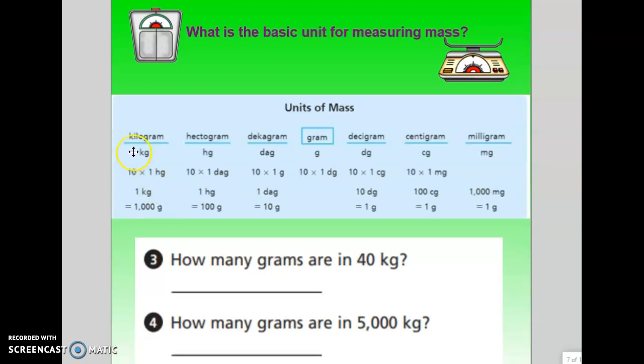If I put the number 40 here, 40 kilograms, each kilogram is 1,000 grams. If I have 40 of them, that's 40 times 1,000. That is 40,000.